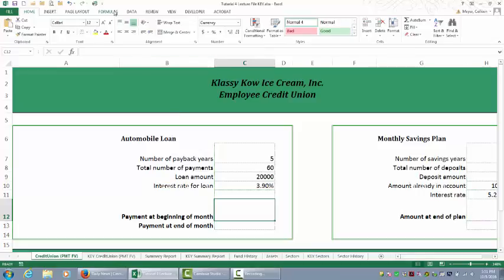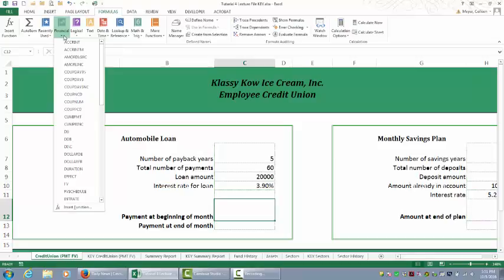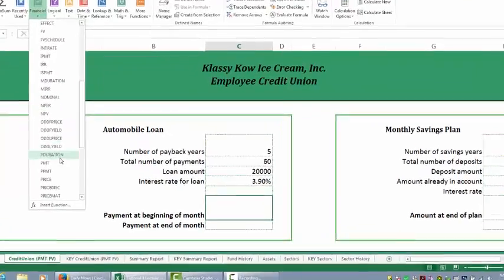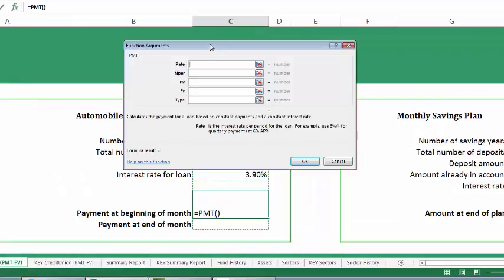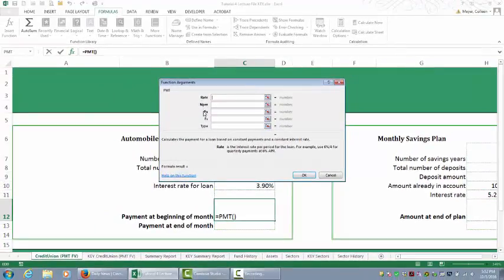So I'm going to go up to the Formulas tab, and from the Formulas tab, we're going to go to the Financial group. And then from the Financial group, we're going to scroll down and find PMT. And now we have the PMT function dialog box. Let's go over the different arguments that we have here. You can see that we have 5 arguments with 3 of them that are required, 2 of them are not. So the first one is the rate.